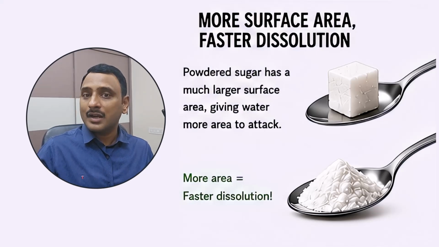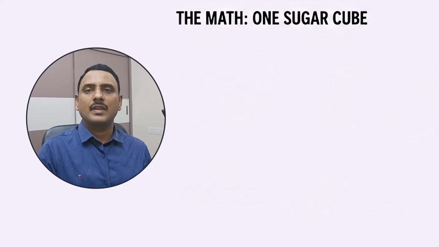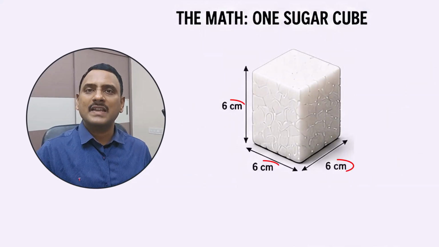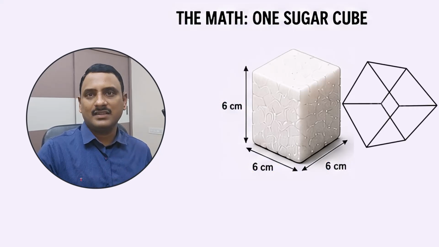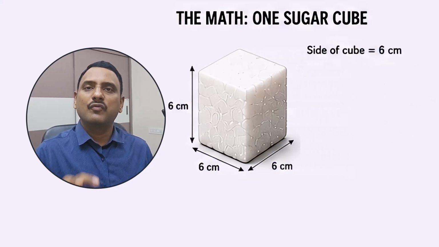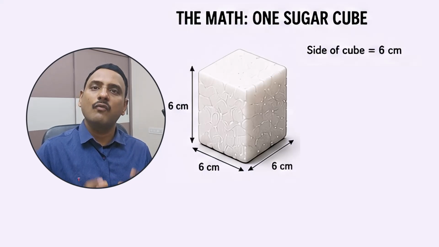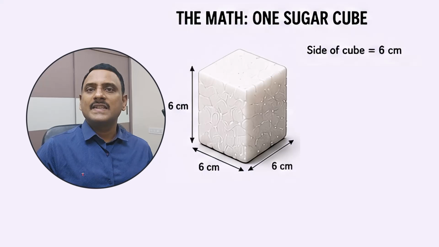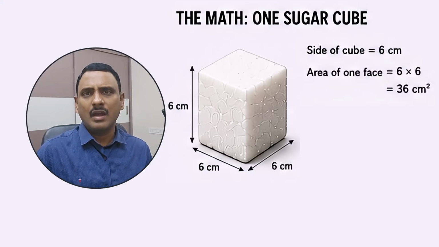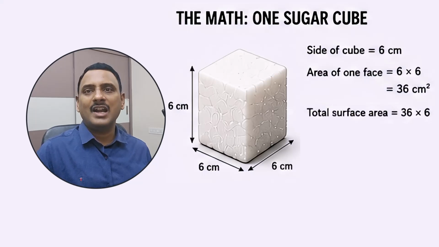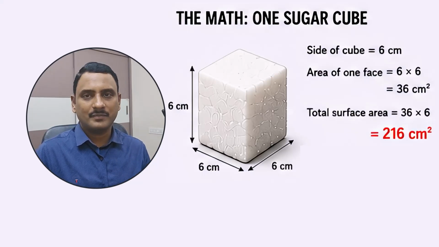But why is the area bigger in powdered sugar? Let's prove it with some quick math. Imagine our sugar cube has sides that are 6 cm long. A cube has 6 faces, right? To find the total surface area, we first find the surface area of one face, which is 6 times 6, equaling 36 square centimeters. Multiply that by 6 faces and our total surface area is 216 square centimeters.